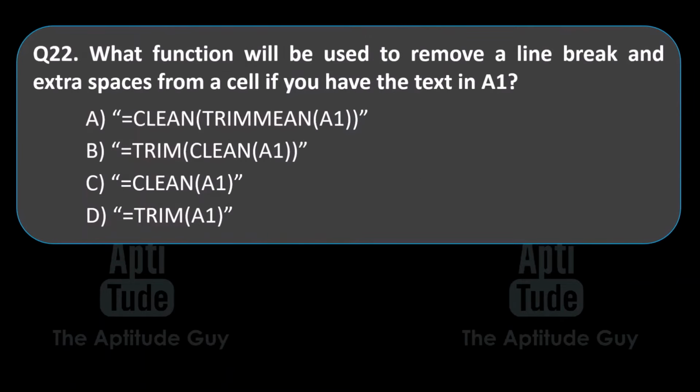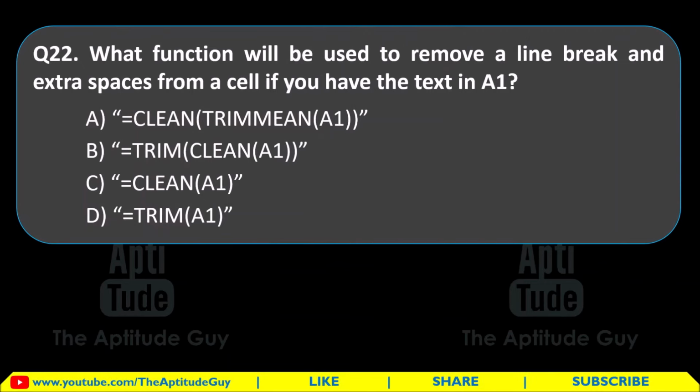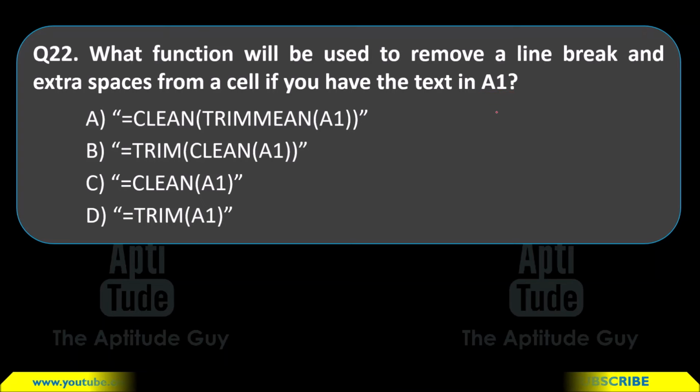Question number 22. What function will be used to remove a line break and extra spaces from a cell if you have the text in A1? Generally speaking, in all these Excel questions in Deloitte or from any other company, the text is generally assumed to be in A1 because it's the first cell of the entire sheet, right? So, which is that function? Think about it, think about it.